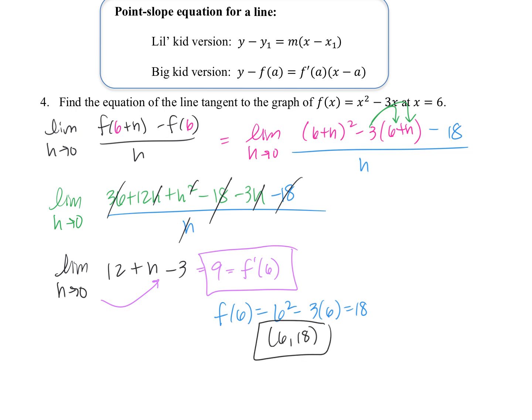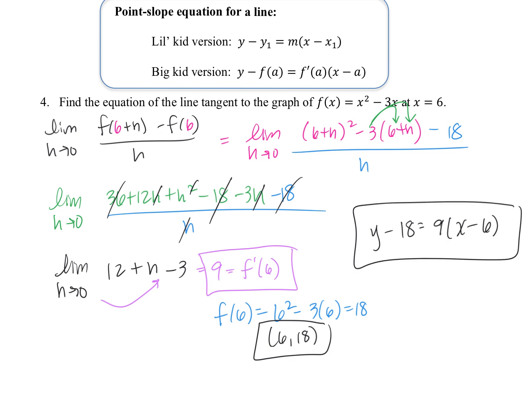Can we put that in point slope form? Yes, we can. y minus 18 equals my slope, 9, times x minus 6. Done.